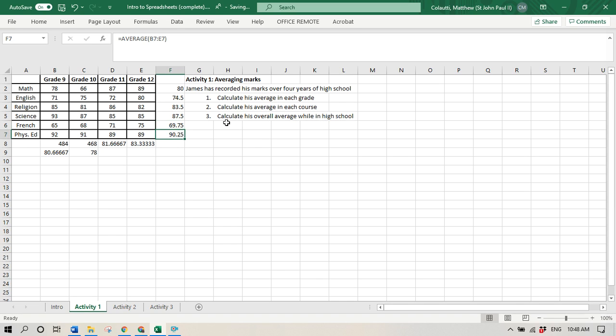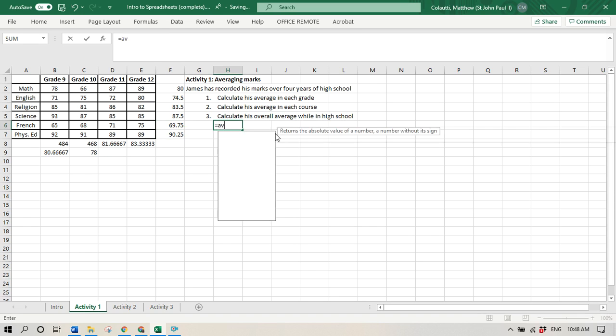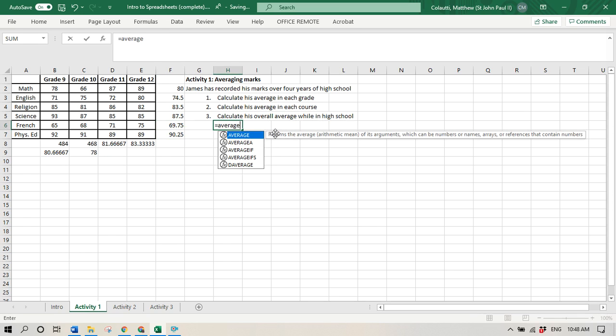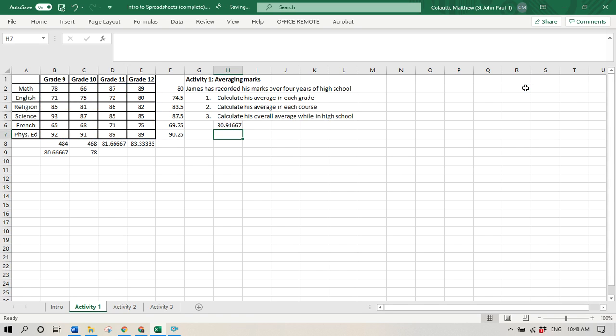Finally, calculate his average while in school. Well, to do that, I'm just going to take the average of every number in my spreadsheet. So I'm going to write average, and then I'm just going to select them all, B2 to E7, and his overall average was 80.9. Way to go, James. So you get an idea of how, when numbers are organized, you can do incredible things really quickly using the spreadsheet. Let's move on to activity number 2.